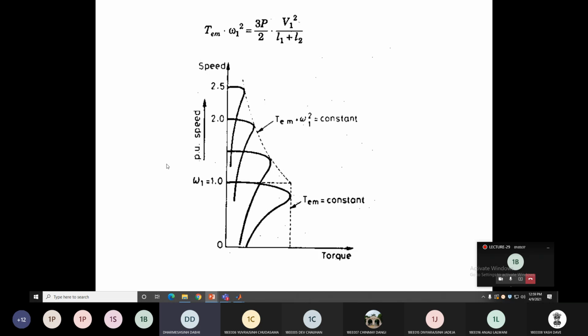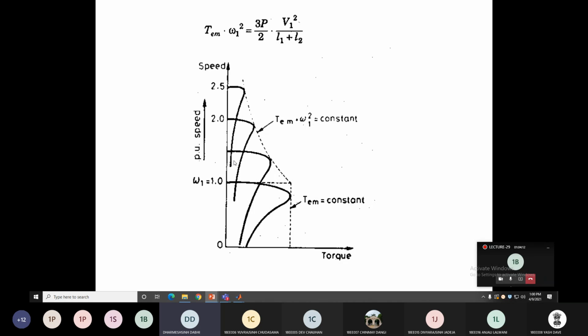Suppose that your normal rated speed is 1200 rpm, synchronous speed is 1500 rpm. So by increasing the frequency, you can control the speed between 1200 rpm to 1500 rpm by changing the supply frequency. So this is the concept of stator frequency control to control the speed and torque of the induction motor. I hope all of you have understood this concept.